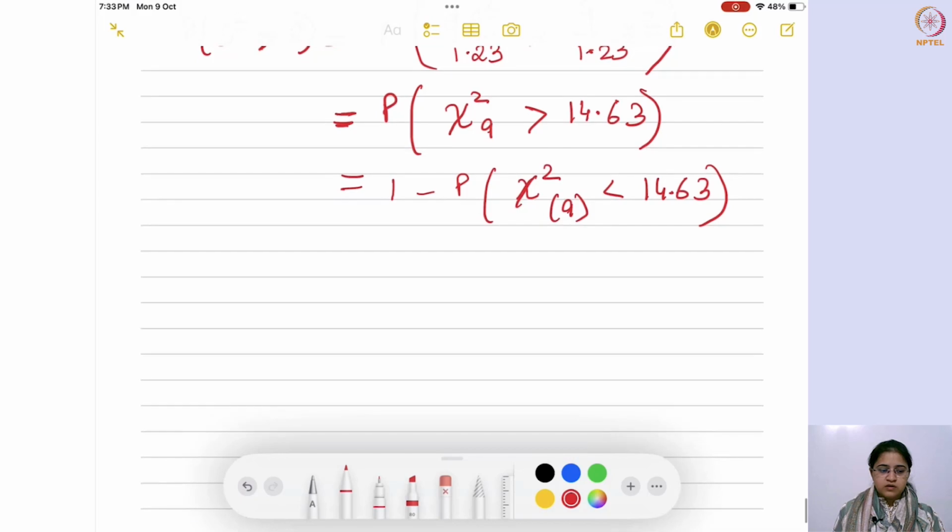Okay, so this value from chi-square table, this probability, you can see that you go to this 9 degrees of freedom, and there if you search for this particular value, you will find that it corresponds to 0.900. So basically the final answer for the probability is 0.10.